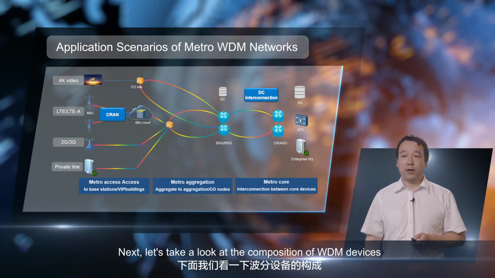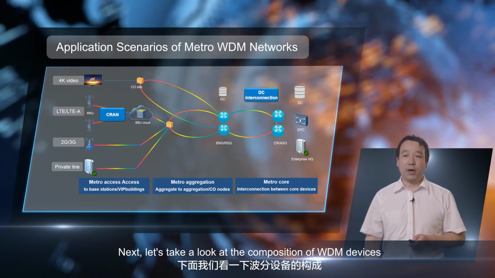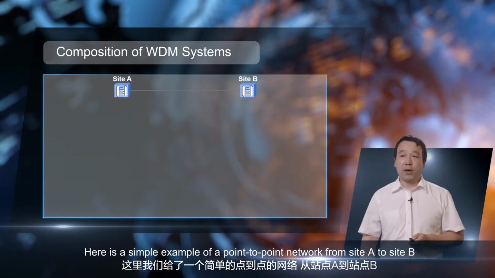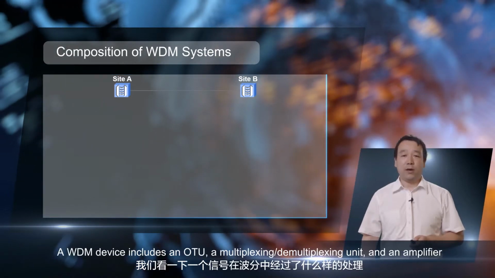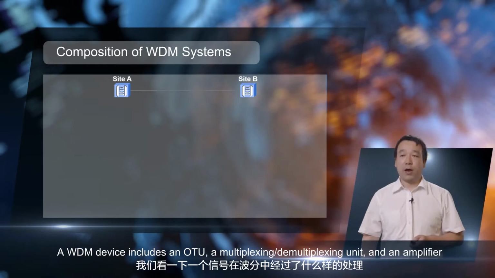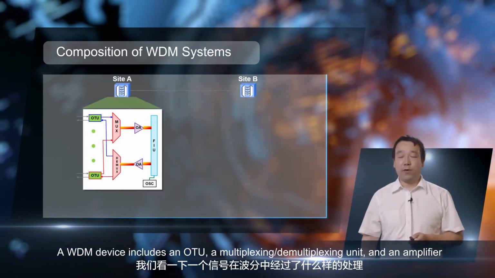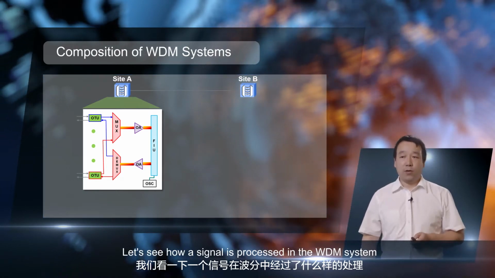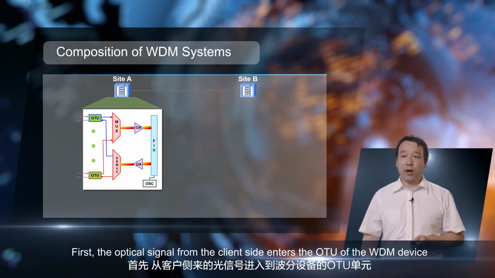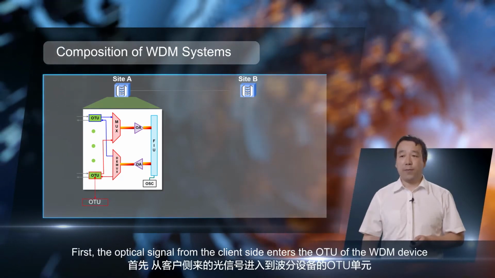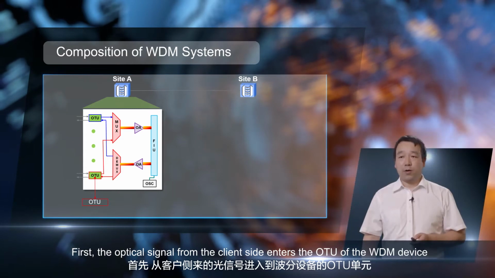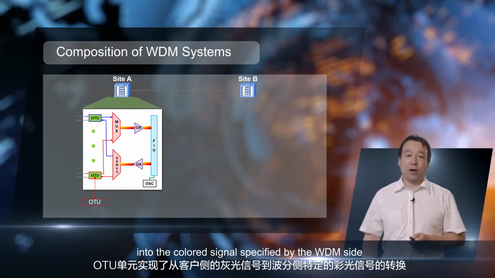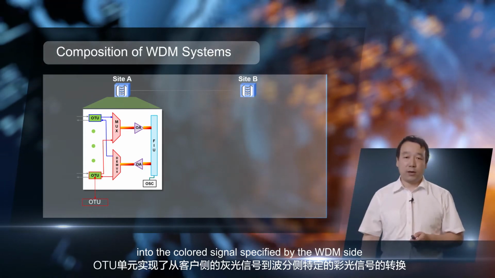Next, let's take a look at the composition of WDM devices. Here is a simple example of a point-to-point network from Site A to Site B. A WDM device includes an OTU, a multiplexing/demultiplexing unit, and an amplifier. Let's see how a signal is processed in the WDM system. First, the optical signal from the client side enters the OTU of the WDM device. The OTU converts the gray signal from the client side into the colored signal specified by the WDM side.